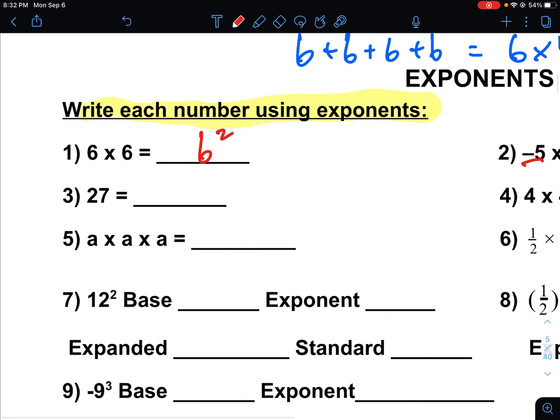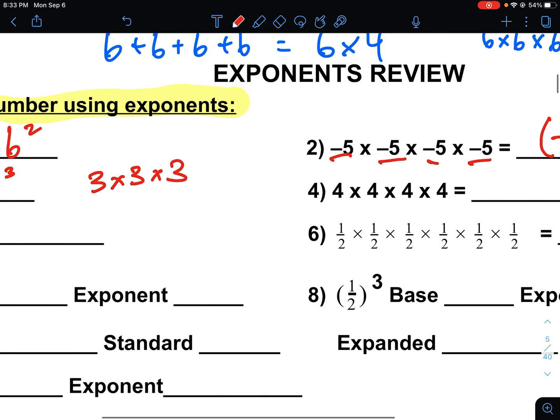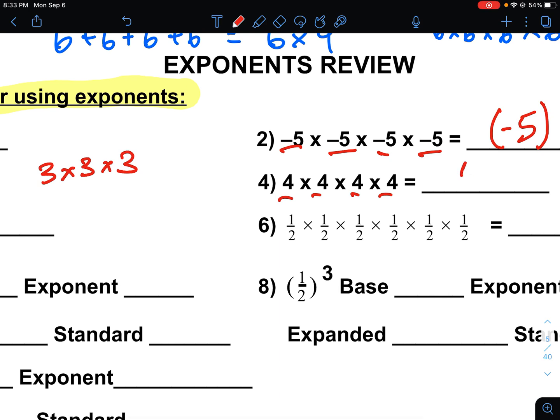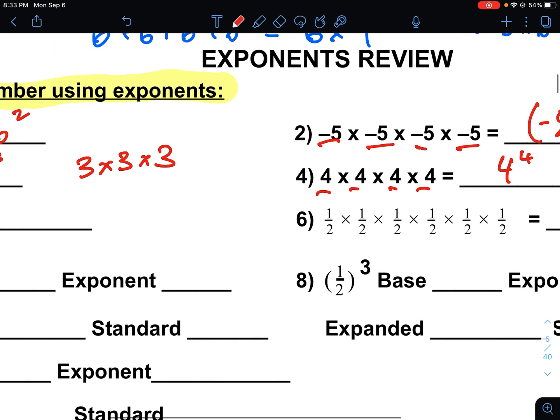27. You might be thinking, well, that's just 27 to the 1st power. Yes, that's true. But you can also say that it is actually 3 to the 3rd power, because 3 times 3 is 9, and if you multiply 9 times 3, that's 27. So 3 times 3 times 3 is 27. 4 times 4 times 4 times 4, that one's simple. It is 4 to the 4th power.